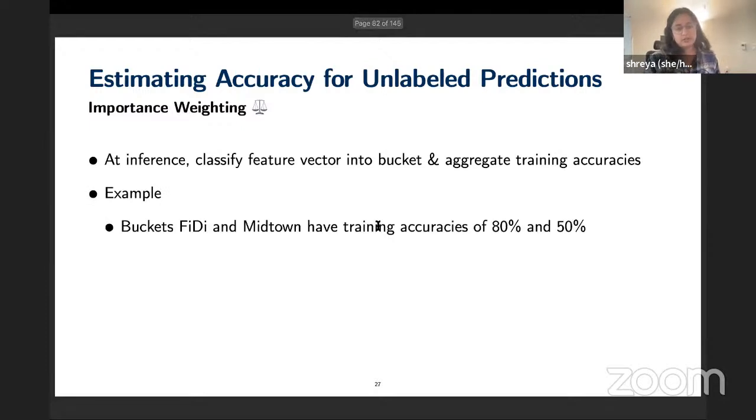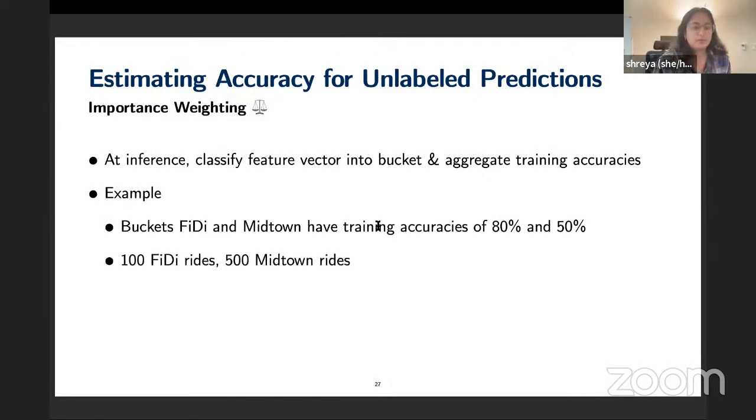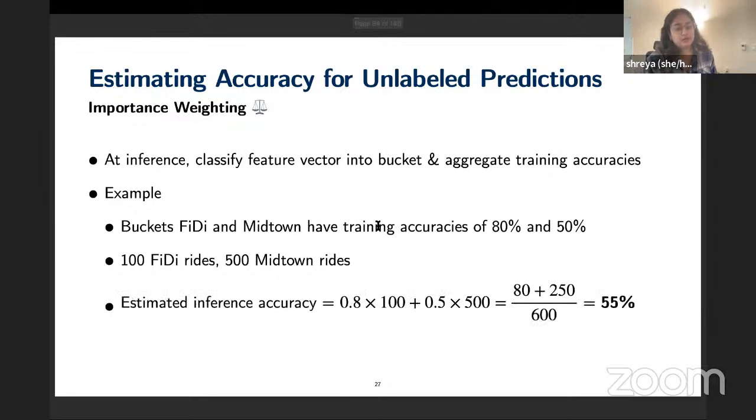So as a simple example, for this New York City data set, suppose I have a bucketing function that's basically the neighborhood of where I pick up a rider. And the buckets FiDi and Midtown, these are two neighborhoods in New York City. They have training accuracies of 80% and 50%, so super arbitrary. And maybe at inference time, we see 100 FiDi rides and 500 Midtown rides. Then a very crude estimate of accuracy we can imagine is 0.8 or 80% times 100 plus 50% times 500. And I really hope this math is correct. Otherwise, that would be really embarrassing.